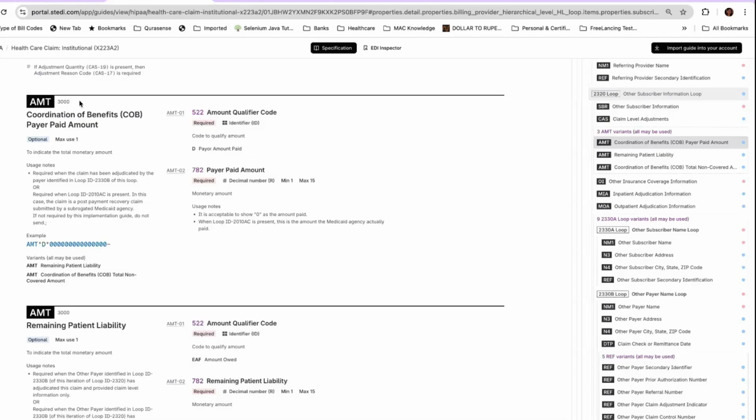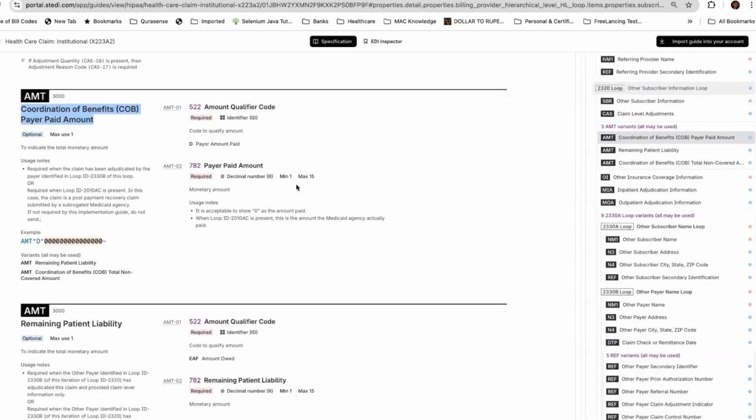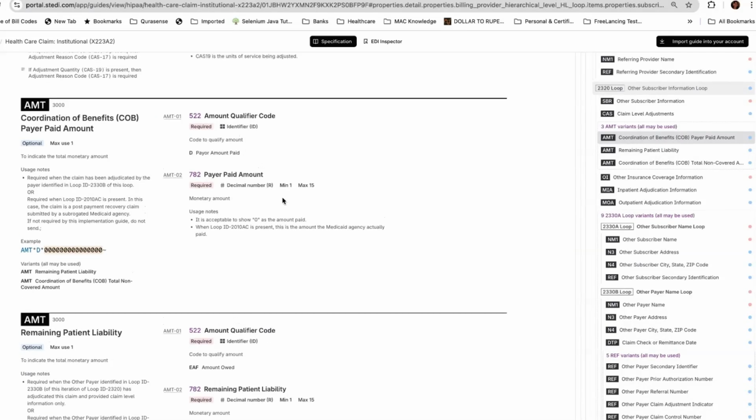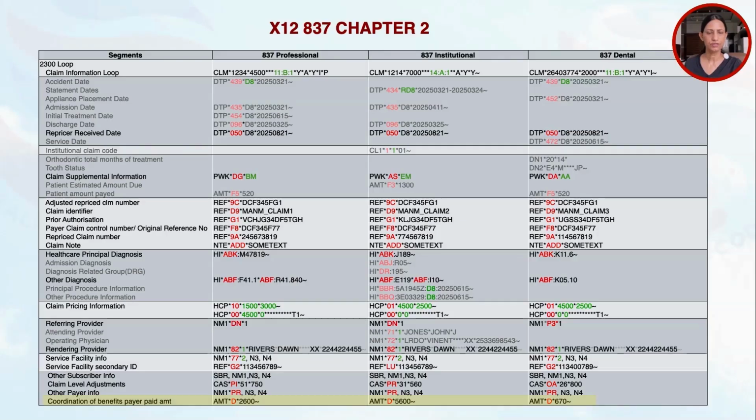Then let's also talk about the coordination of benefits. The COB segment is used when a patient has more than one insurance plan. For example, a patient has Medicare plus a commercial insurance. The coordination of benefits segment tells the secondary payer or the tertiary payer what the primary payer had already paid as allowed, so that the secondary or the tertiary payer does not overpay.